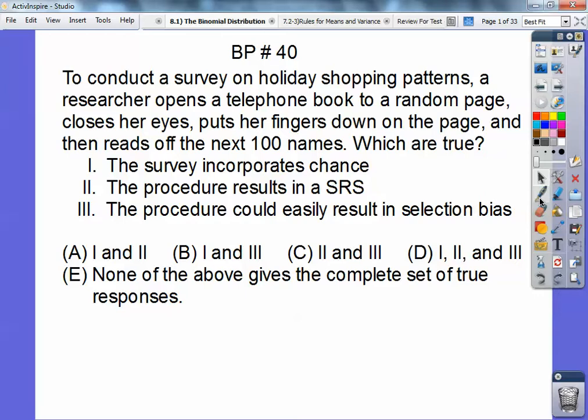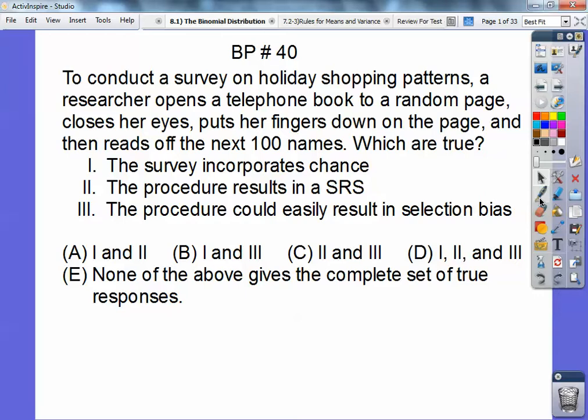I don't think so, because a simple random sample means if you're going to pick 100 names, each of the 100 names has to have an equal chance. And since we're talking about shoppers here, in a telephone book you can have lots of people with the same last name, and they would have maybe similar shopping patterns. So I don't think it's an SRS.